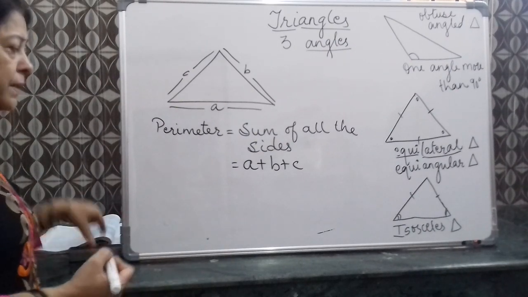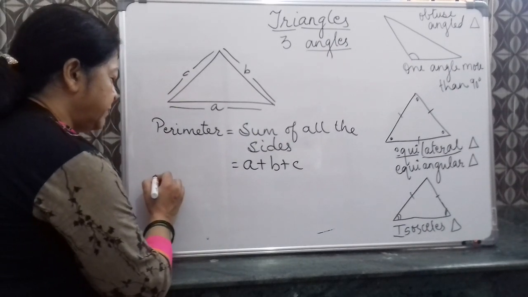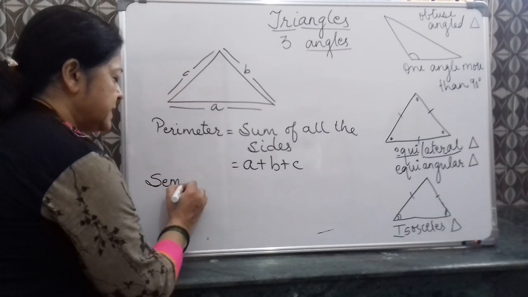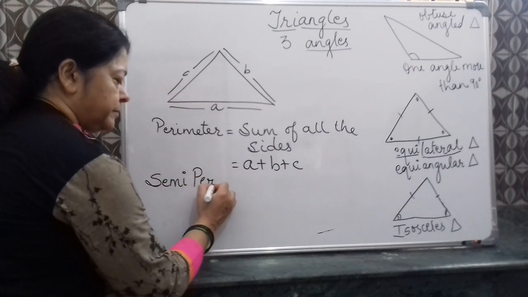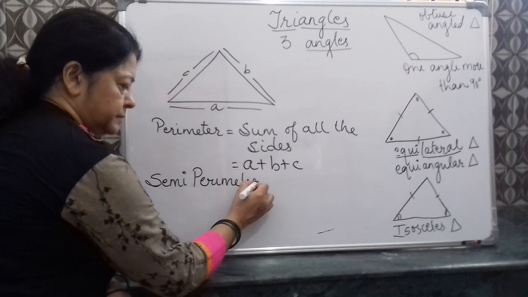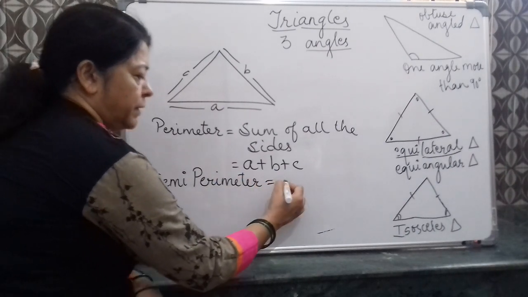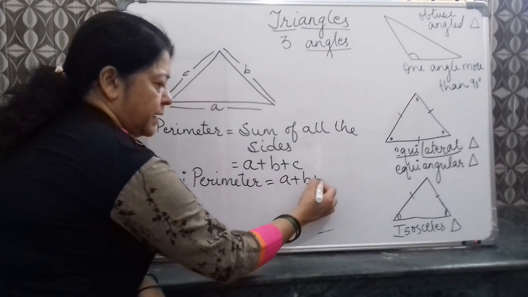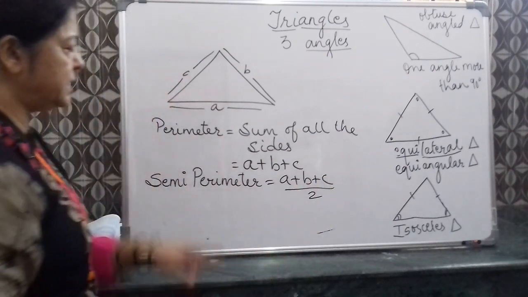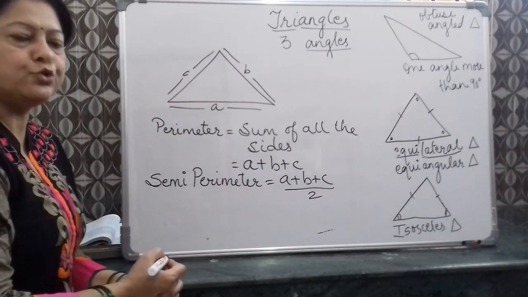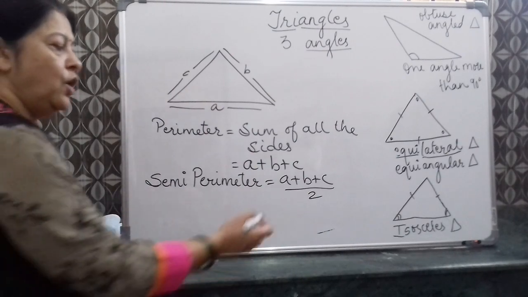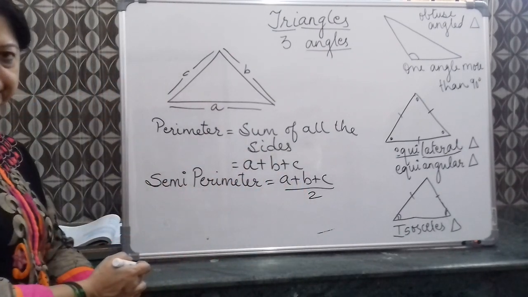And if this perimeter is divided by 2, that is, if you call it the semi-perimeter, it becomes (A plus B plus C) by 2, meaning perimeter divided by 2 becomes the semi-perimeter, or half the perimeter.